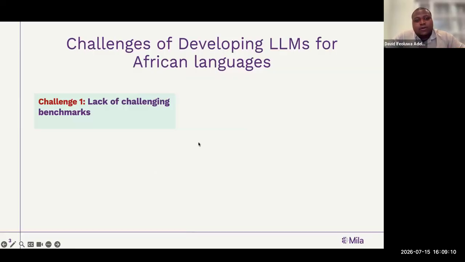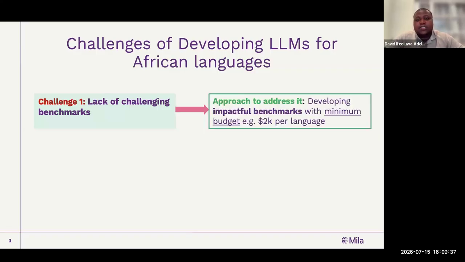So today I'm going to focus on lack of challenging benchmarks. A lot of data sets have been created on the African continent. For example, I was part of the efforts to create Masakhane, which is very impactful. But some of these benchmarks are not very relevant in evaluating the progress of LLMs. And that's why we had another challenge when we started dealing with evaluation of LLMs, which is lack of challenging benchmarks. And our approach is the following.